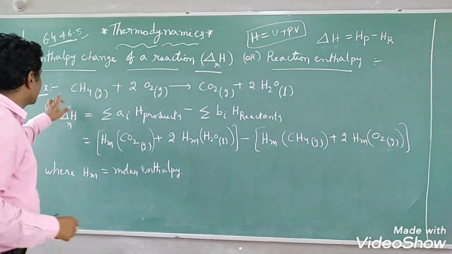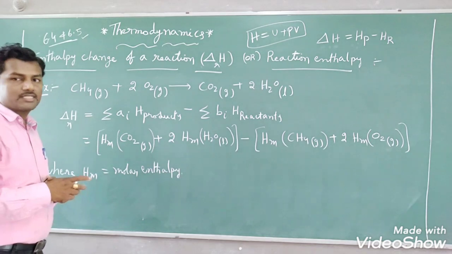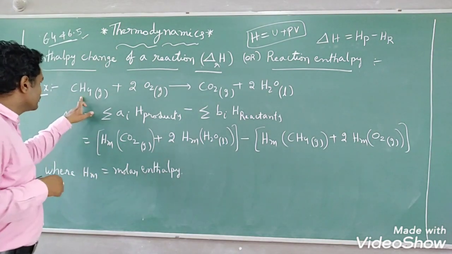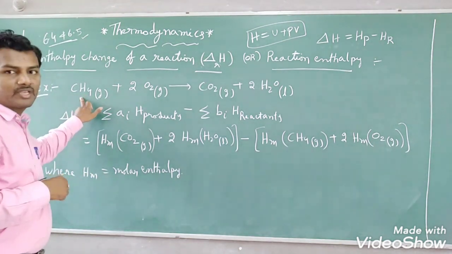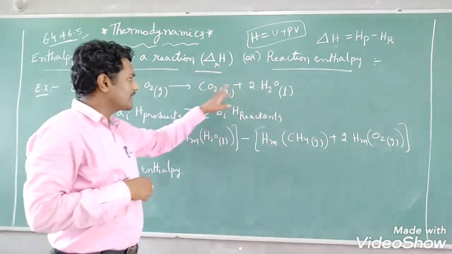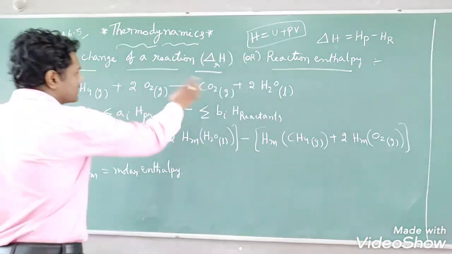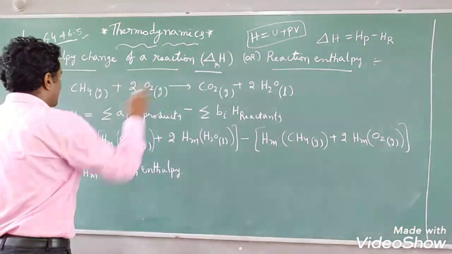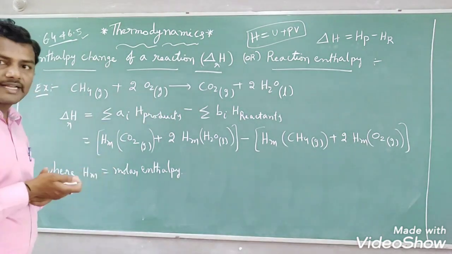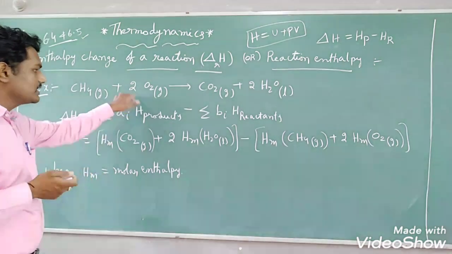Let us see one of the examples for the enthalpy change of a reaction. I have given you the combustion of methane. Combustion of methane gives carbon dioxide and water. We know already that it is a balanced equation. So how do we calculate the enthalpy change of the reaction for this reaction?